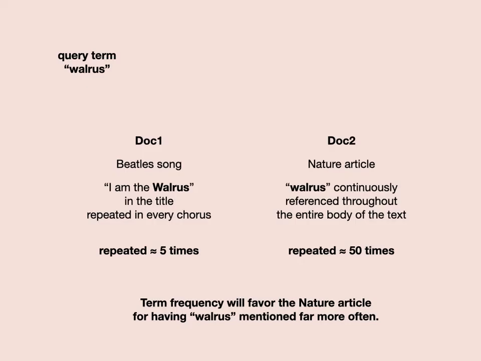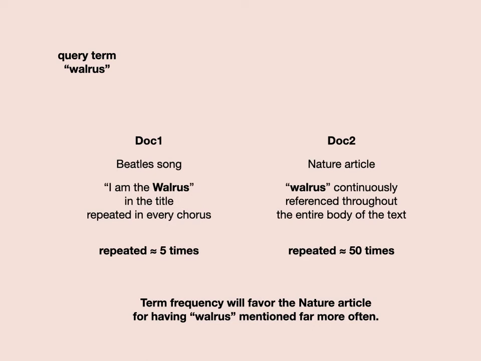So let's look at this. Query term is walrus. Document 1, the Beatles song, I Am the Walrus. In the title, repeated in every course, right? Only a few times. Versus the nature article, walrus continuously referenced throughout the entire body of the text. It happens 50 times. Term frequency is going to favor the nature article for having walrus mentioned far more often, right? That's good. That's how we should do it.